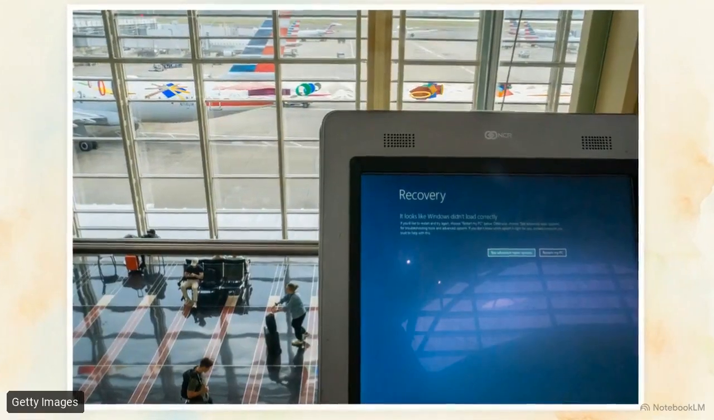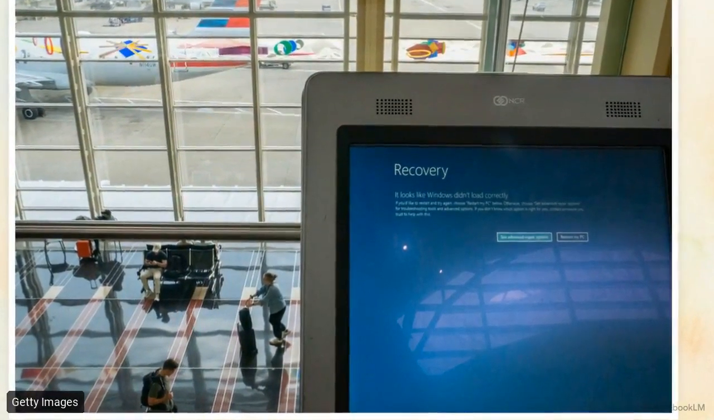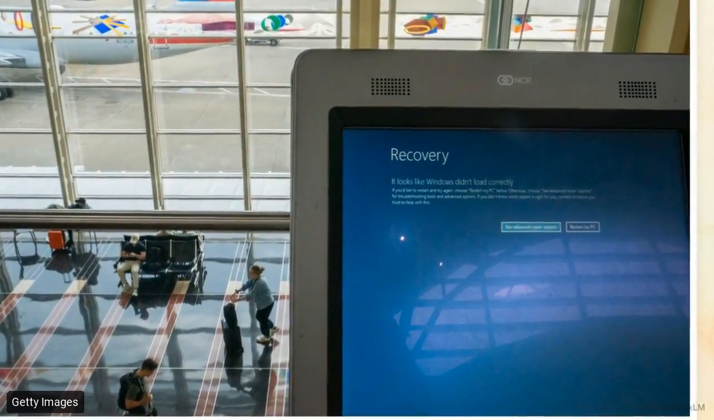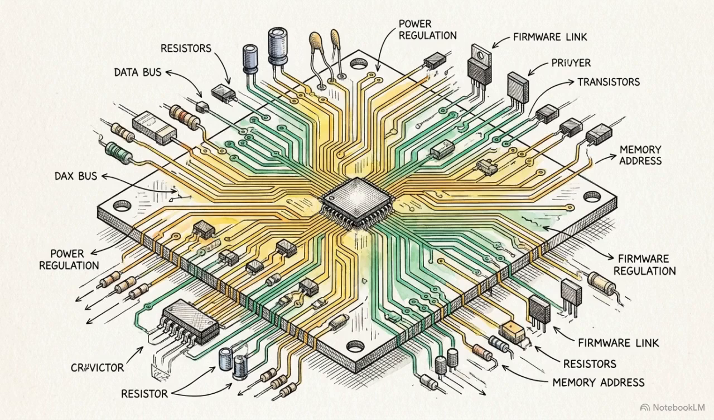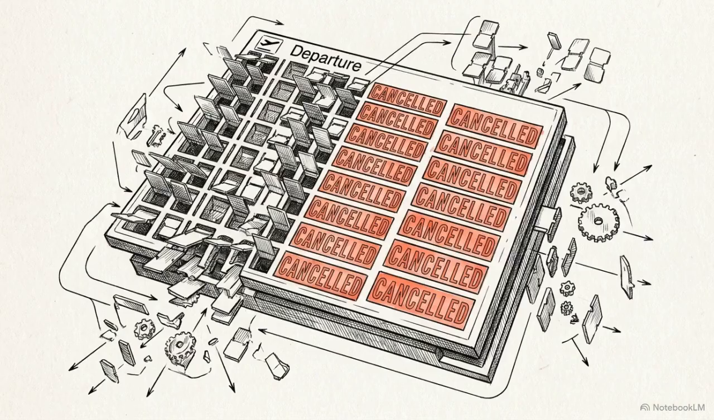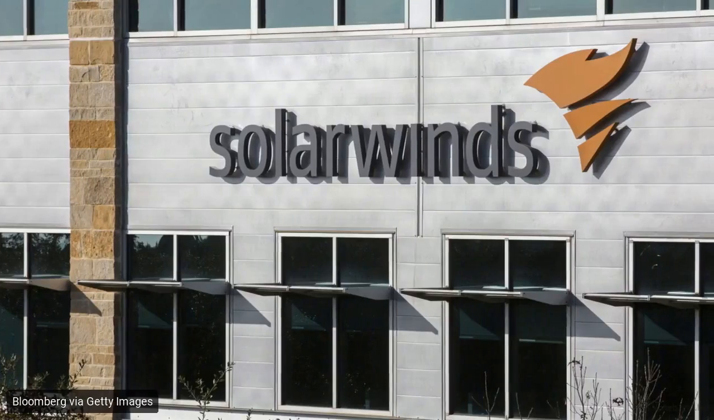In 2024, a simple, faulty update from CrowdStrike, not a malicious attack, triggered this blue recovery error screen on kiosks and servers worldwide. Because the software was embedded so deeply into other systems, that tiny update bypassed isolated defenses, triggering collapses across commercial aviation, crippling international banking, and emergency healthcare.